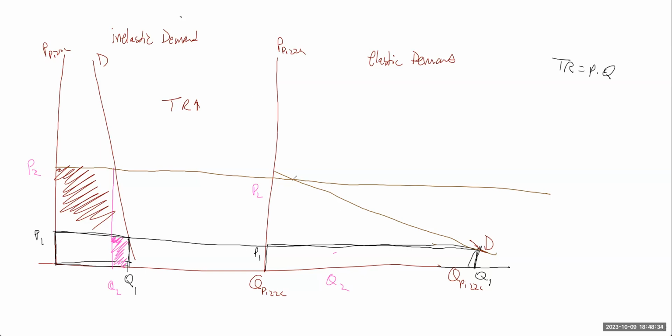So then here we have this. This is Q2. And then originally total revenue was this big black box. And now it's this box here. We lost all of this, and we gained only this. And we can see total revenue fell. Good enough for me. There's a better picture in the notes if this is all messed up. All right, let's keep moving.